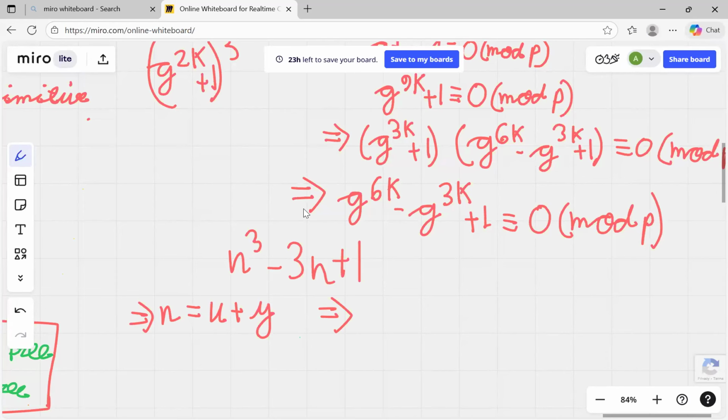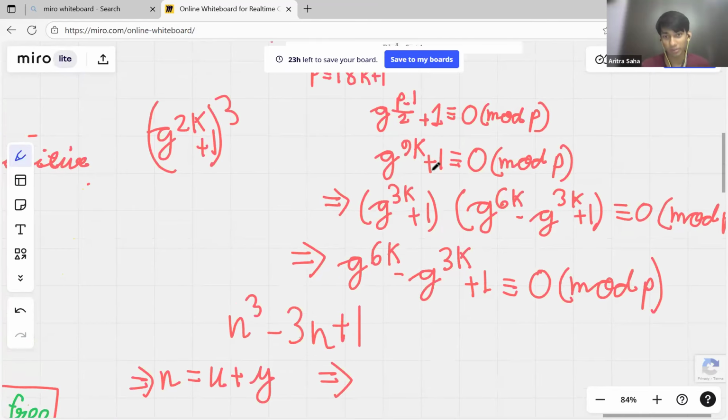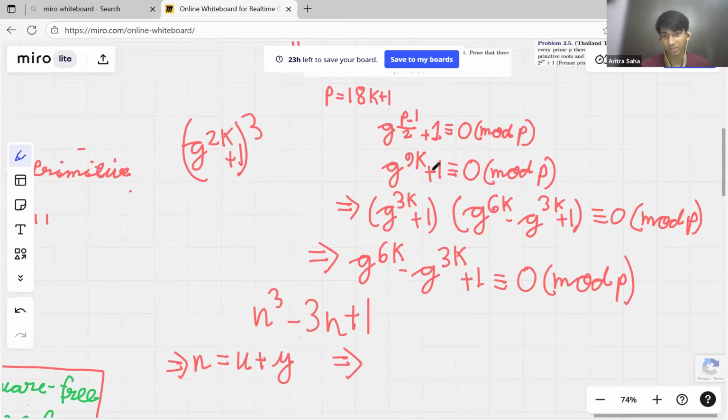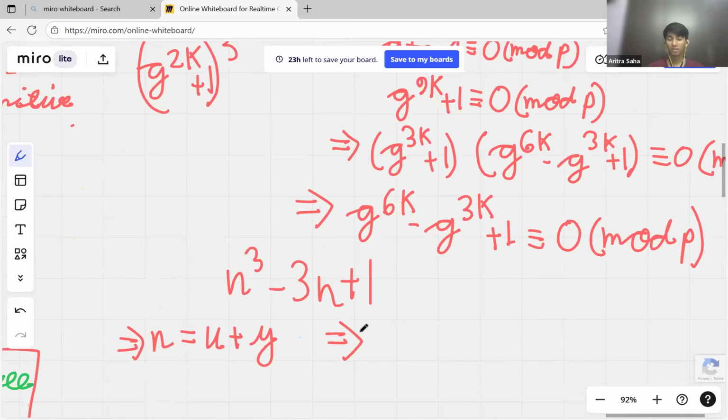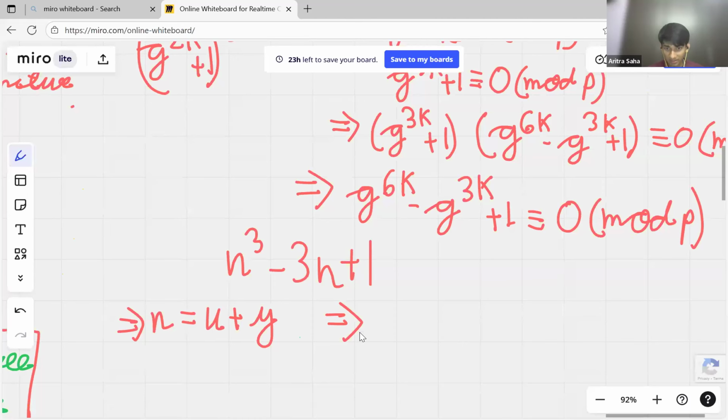No, I'm just putting x plus y. We'll probably not need the whole condition. We'll probably put some more conditions on x and y later. Sure. But I'll just put it to see backwards what happens. I'm actually working backwards. I assume n cube minus 3n plus 1, and I'm trying to work backwards. Putting n equals x plus y, will that give us something? If we take some other condition that holds, that probably we don't know of right now. So what does it give us?